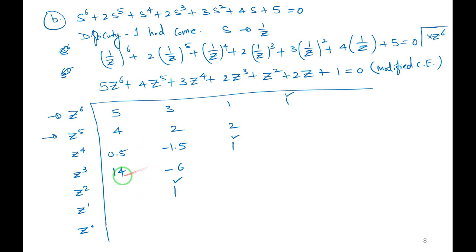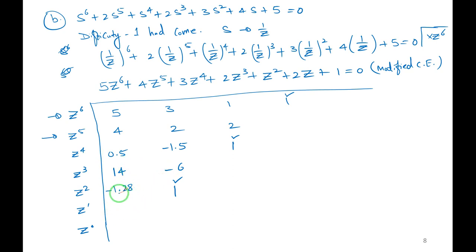Next calculate this element. Open bracket 14 into minus 1.5 minus of open bracket 0.5 into minus 6, so I am getting minus 18 divided by 14. So I am getting minus 1.28. Okay, 2 elements.